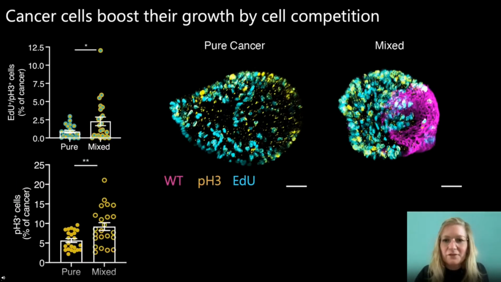And to further dive into this, we looked at different markers of cell cycle progression, and we found that cancer cells have a higher rate of cycling cells in mixed conditions. And we observed that cells are more likely to progress from S phase to mitosis in a period of 4 hours, and that there are higher rates of mitotic cells. And altogether, this shows us that cancer cells use competitive cell interactions to boost their growth.